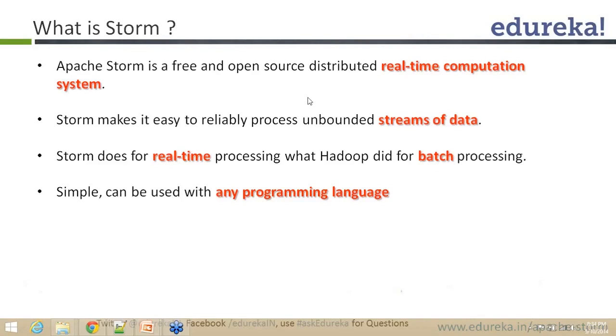Whereas Storm just cares about what exactly is happening right now: what data is coming to me in the form of a stream right now. That's all that is the world of Storm. It doesn't care about what happened in the past or what happens in the future. It just cares about the present: what kind of data is coming, and what kind of action I am supposed to take with it, right?